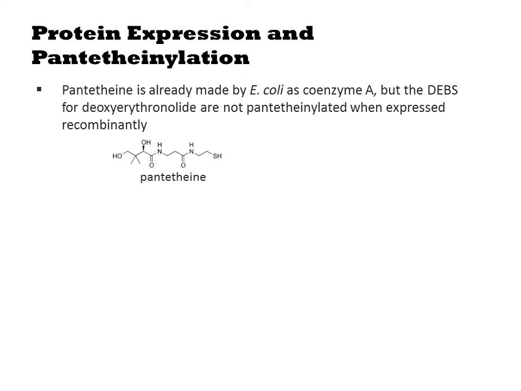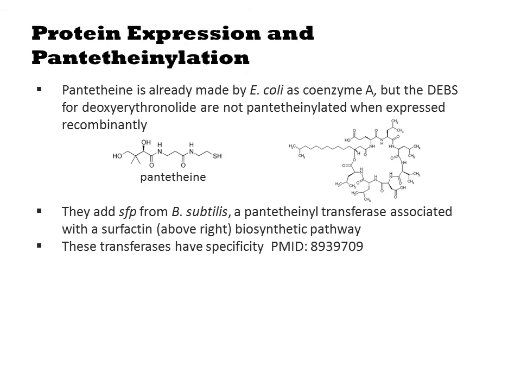To get the protein expressed and properly pantetheinylated, they note that pantetheine is already present in E. coli. It is a component of coenzyme A. However, when they express the DEBS gene from deoxyerythronolide in E. coli, the enzyme doesn't get modified. To resolve this, they add the SFP gene from B. subtilis. In that host, this enzyme transfers pantetheinyl groups to the megasynthase for production of surfactin.